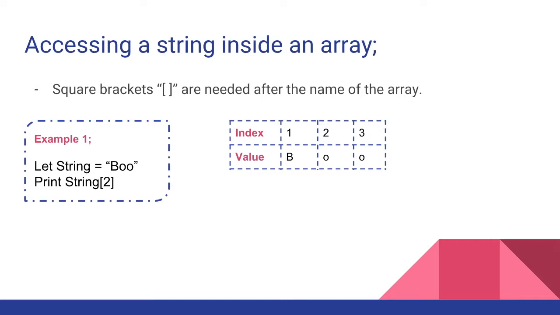So if the string is accessed as an array, the pseudocode would look like let string, in quotation marks, boo, and then print string 2. So this will result in the first lowercase o to be printed in boo.